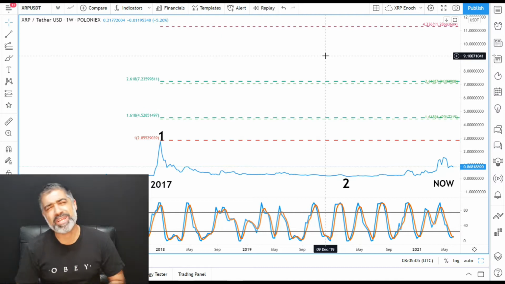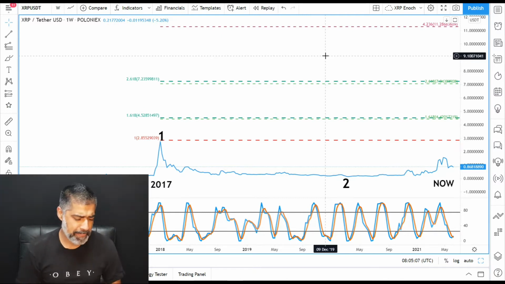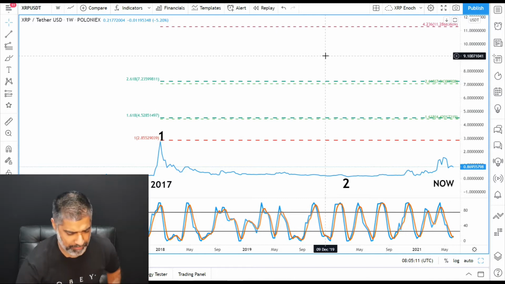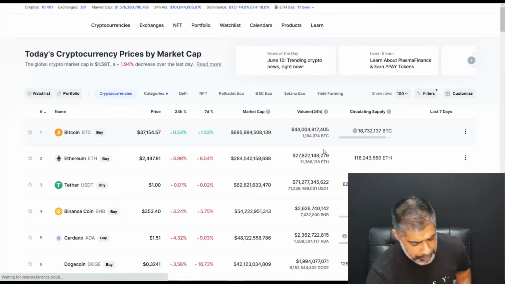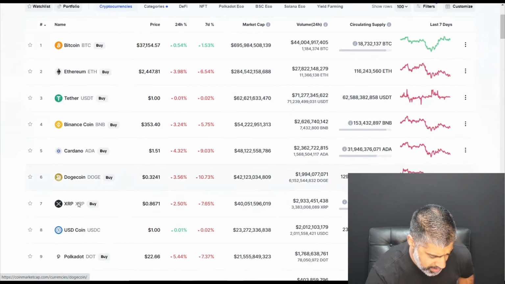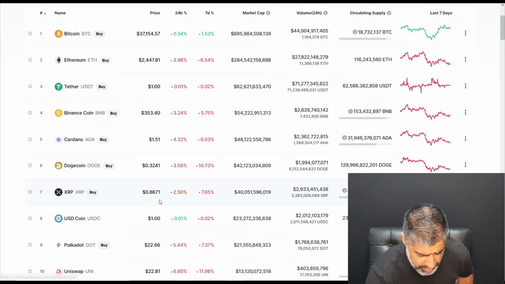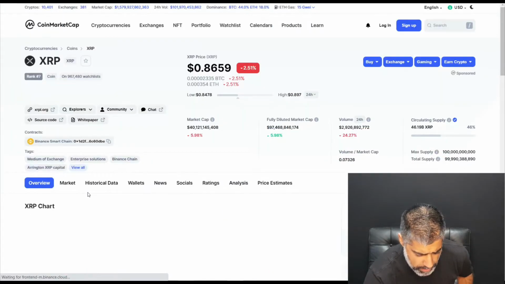Why do I also believe we're not going to hit $27 in this particular bull run? Well, should we do some math? Let's look at CoinMarketCap for a second. Let's open up another web browser. Let's open up CoinMarketCap. Let's get XRP. XRP is already, what, number 7th? Let's just click on XRP.